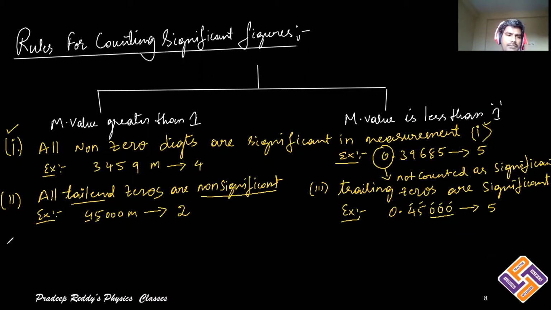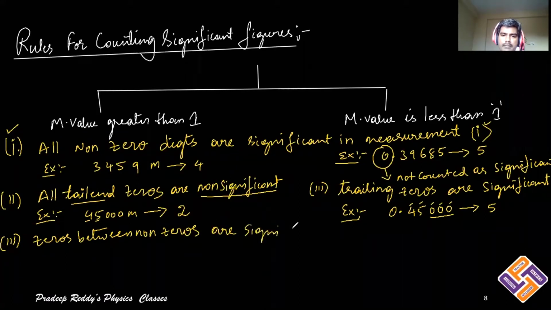Now come to rule number 3. Zeros between non-zeros are significant. This is valid for both. Either it can be greater than 1 or less than 1. So the third point is common for both less than 1 as well as greater than 1.